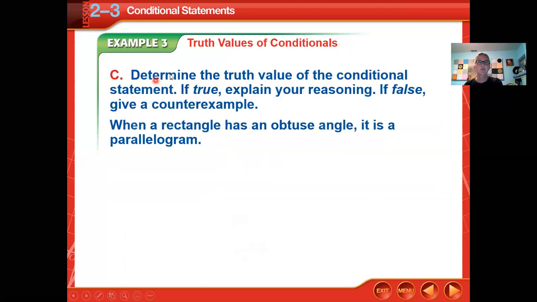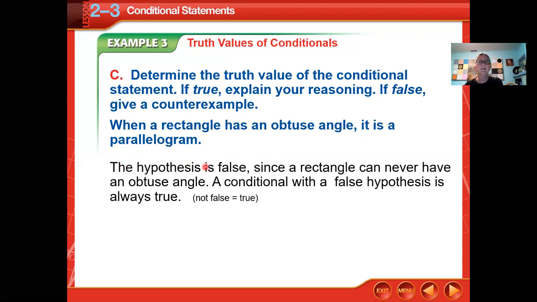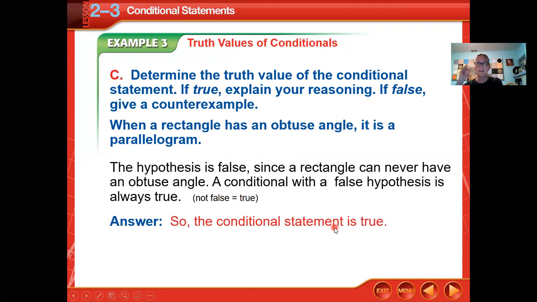Alrighty. Determine the truth value of the conditional statement. If true, explain your reasoning. If false, give a counterexample. When a rectangle has an obtuse angle, it is a parallelogram. Okay, what's the hypothesis? If I have a rectangle with an obtuse angle, then I have a parallelogram. What? A rectangle can't have an obtuse angle. A rectangle has 4 right angles. The hypothesis is false. Since a rectangle can never have an obtuse angle, a conditional with a false hypothesis is always true. So the conditional statement is true. The whole thing's true.